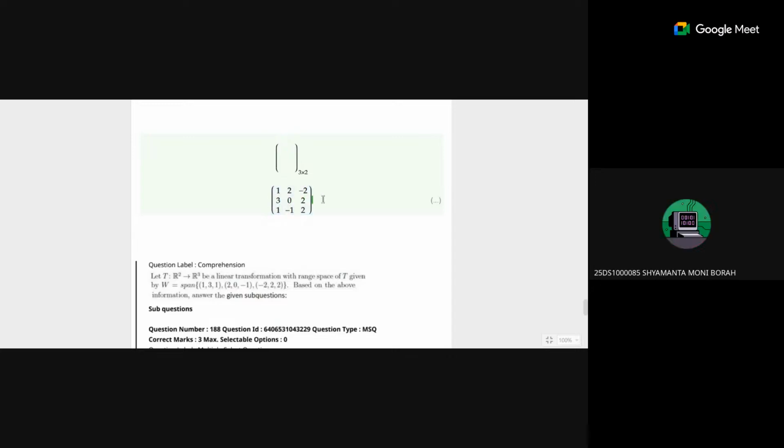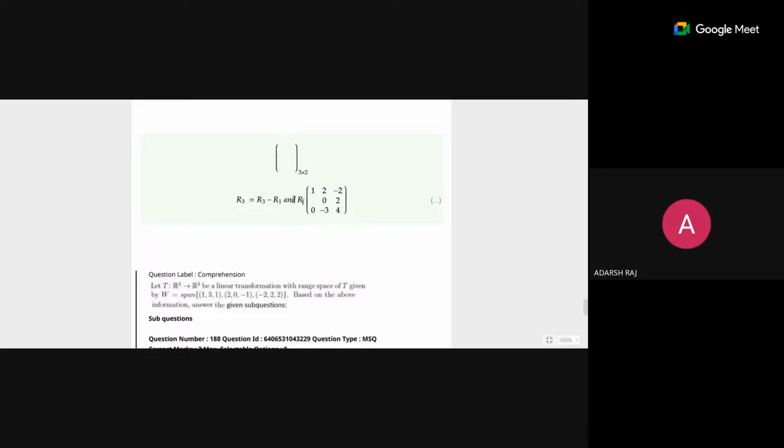So what you are telling is that we can do R3 minus R1 and R2 minus 3R1. R3 is R3 minus R1, so this will be 0, minus 3, 4. And the second row will be 0, minus 6, 8, as we had done earlier, sir.